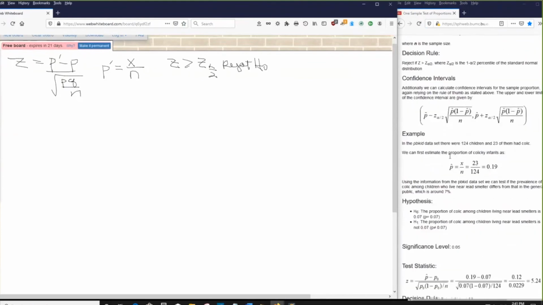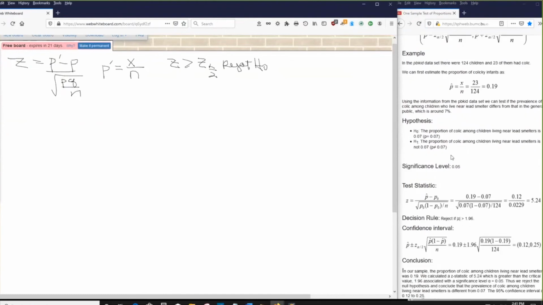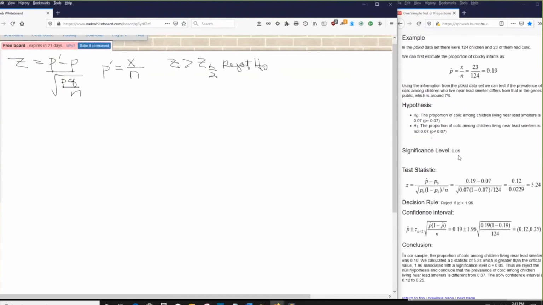Let's go ahead and do a sample example problem. Let's say we want to know the proportion of children living near a lead smelter who have colic. The prevalence of colic in the general population is approximately 7%.